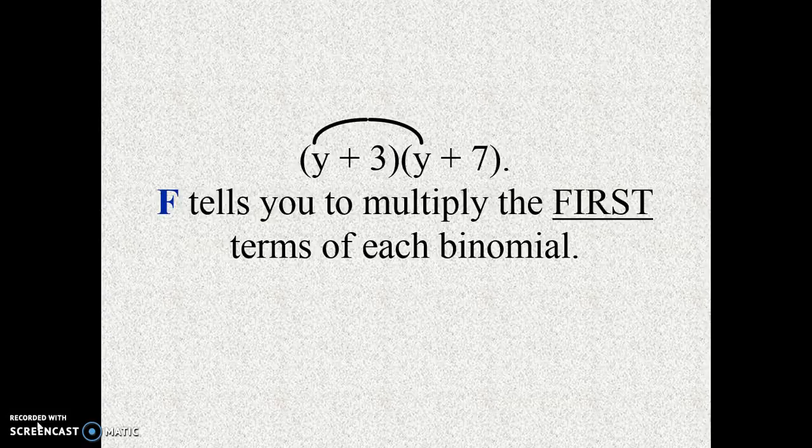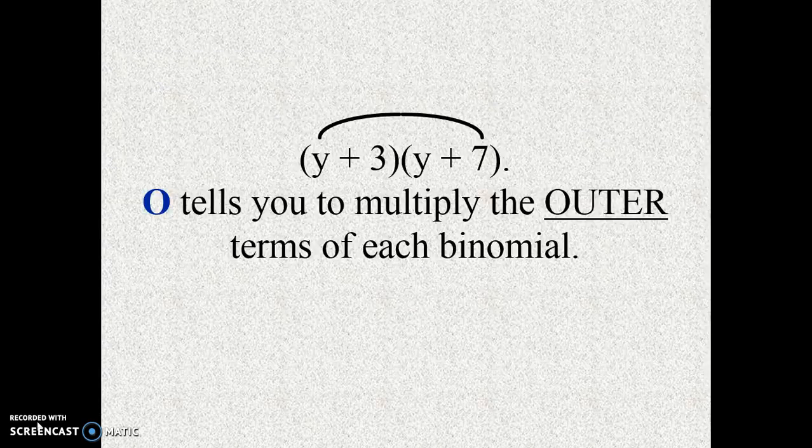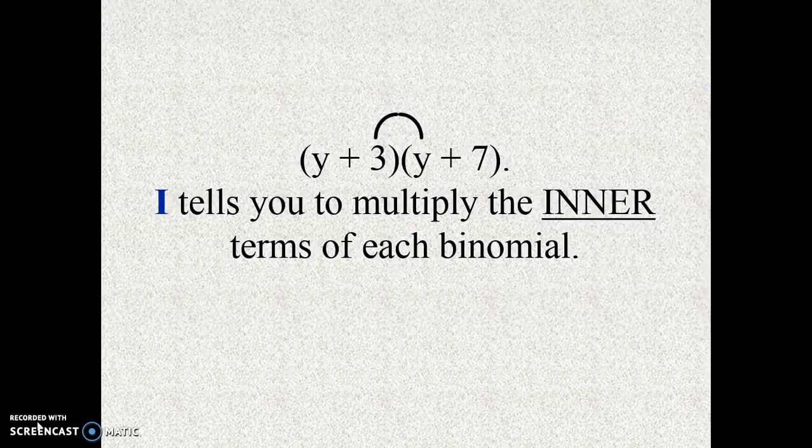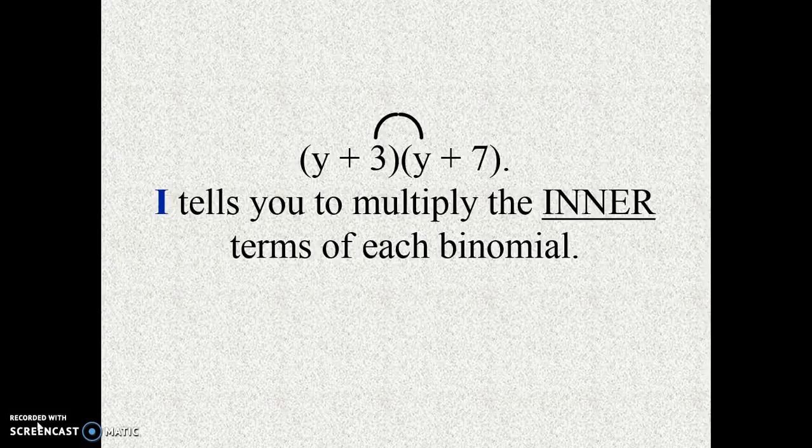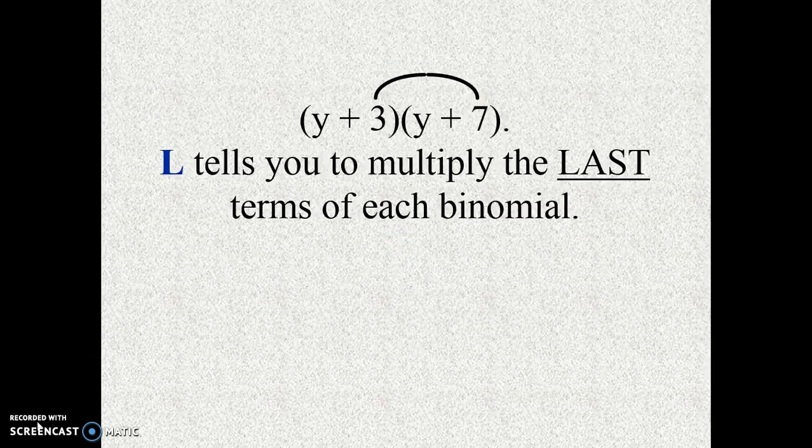F tells you to multiply the first terms of each binomial, which is y times y, y squared. O tells you to multiply the outer terms of each binomial, which is y times 7, or 7y. I tells you to multiply the inner terms of each binomial, which is 3 times y, which is 3y. Now, L tells you to multiply the last terms of each binomial, which is 3 times 7, which is 21.